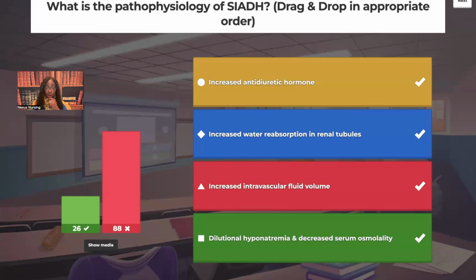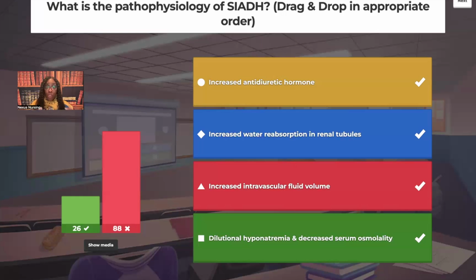This is also important. Notice I didn't say increased fluid volume. I said increased what? Intravascular volume. That word intravascular is very important to you. That tells you not only are you holding on to the fluids, it tells you where you're holding on to the fluids: within the vessels. So you're not releasing fluids, you're holding on to the fluids, but specifically in the vessel.